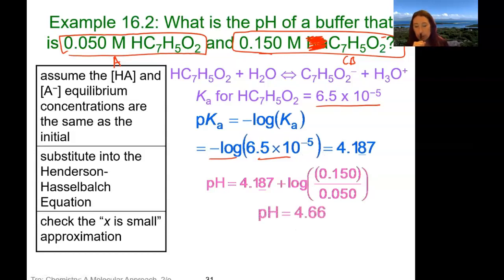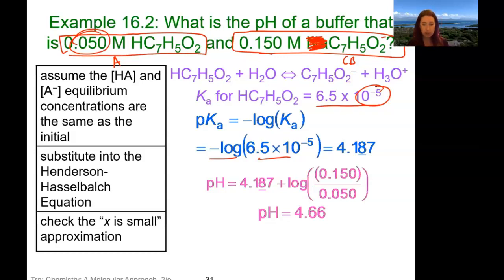Now, we need to make sure, again, Henderson-Hasselbalch only works if x is small. So we need to check if x is small. If we look at our original concentration, it is 10 to the negative 2. Our Ka is 10 to the negative 5. X is small should definitely work. But how do you check it?